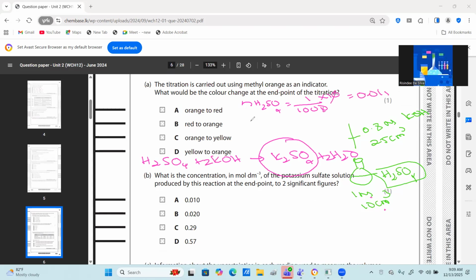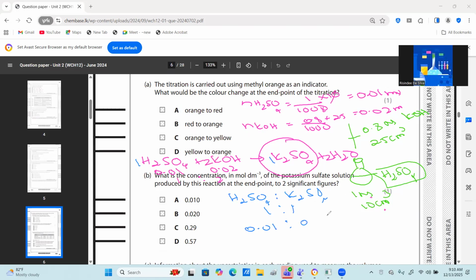If I find the moles of KOH, in 1000, 0.8 into 25, you get it as 0.02 moles. So you can see 0.01 and 0.02, it reacts in the same ratio. So you can take either the moles of KOH or the moles of sulfuric. Because the moles of sulfuric and potassium sulfate is 1:1, I'll take the moles of sulfuric. 1:1. If this is 0.01, this also will be 0.01.